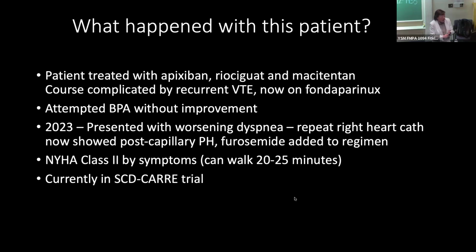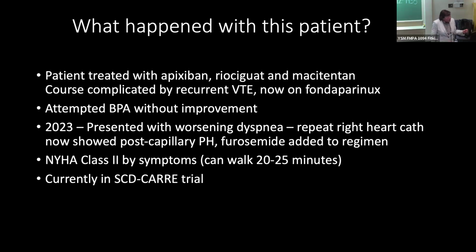She was on apixaban back in 2020, riociguat and macitentan. Anytime she stops her anticoagulation, she gets another VTE. She's also clotted through a number of anticoagulants, and she's now on fondaparinux. I've sent her to our CTEPH program in town, which is at Mass General. They attempted balloon pulmonary angioplasty. She didn't have any improvement in her symptoms, interestingly.